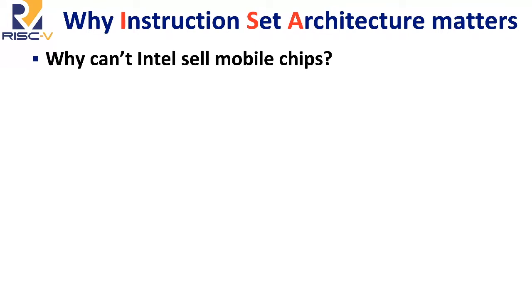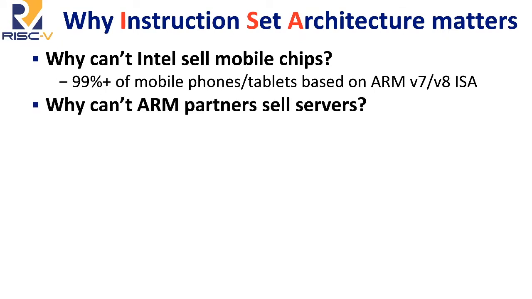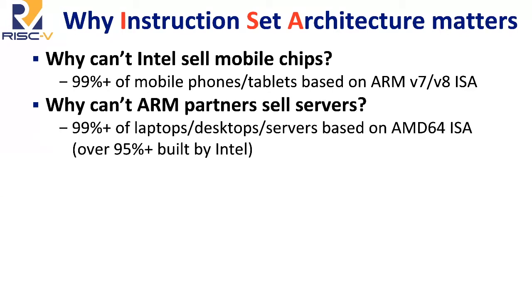Why can't Intel sell mobile chips? Right? So Intel, big, powerful company, but they've had almost no success in mobile. And the reason is that people want phones and tablets that run the ARM instruction set. But on the other hand, ARM partners cannot sell servers really. So the problem is that people in the server market, they want machines based on the AMD 64 instruction set.